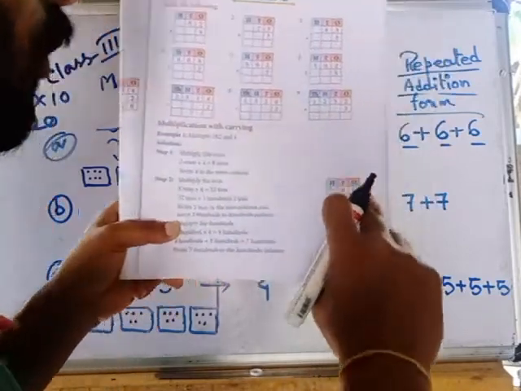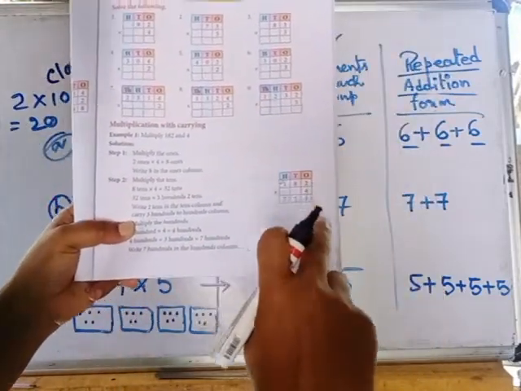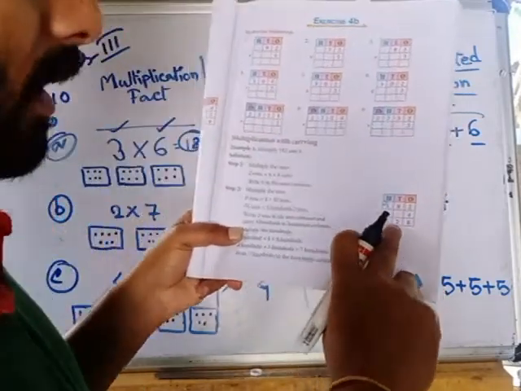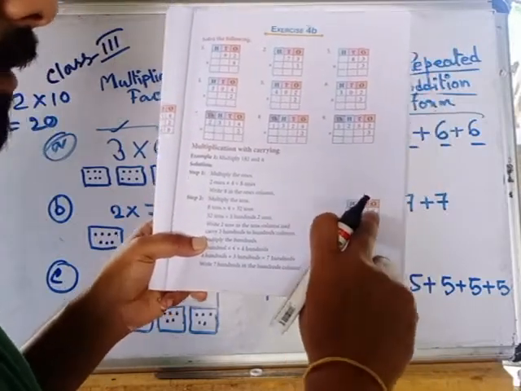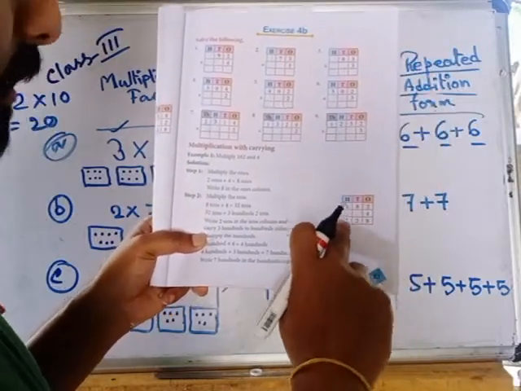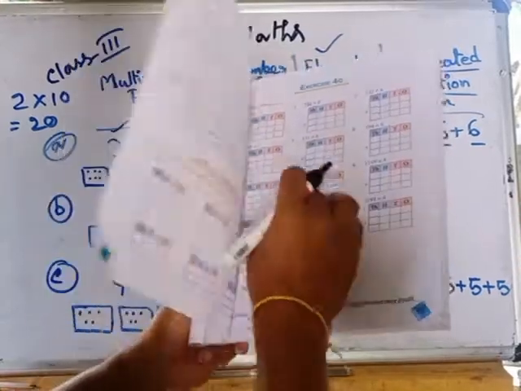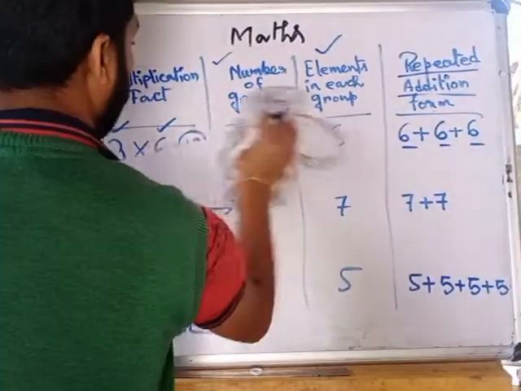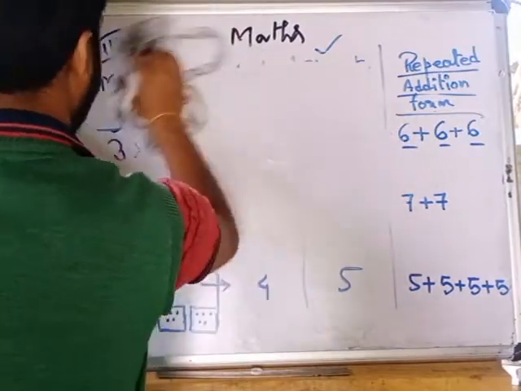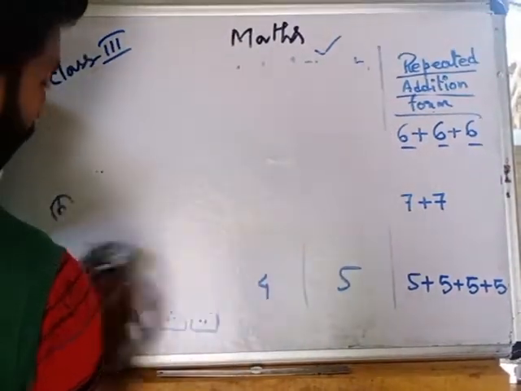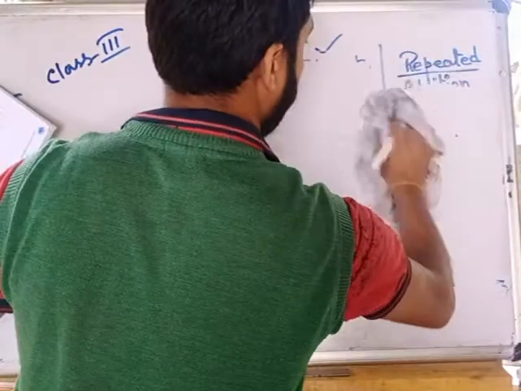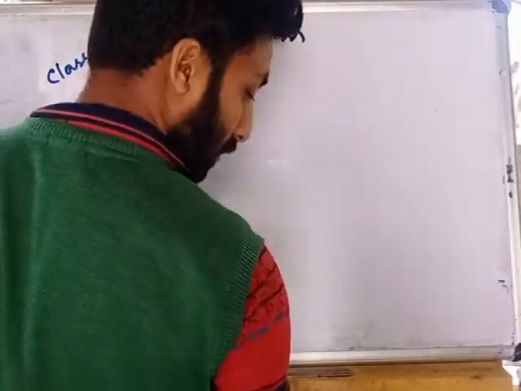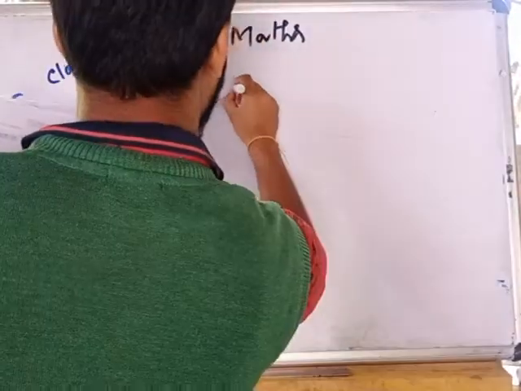Suppose it is 4 twos are 8, 4 eights are 32. That means 2 here and 3 carries in the next left. 4 ones are 4 plus 3, that is 7. So I will tell you how to multiply the number.